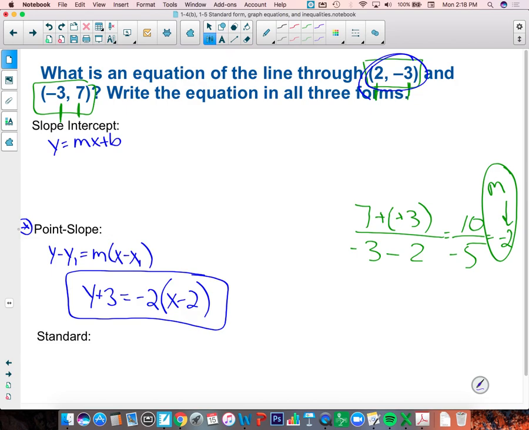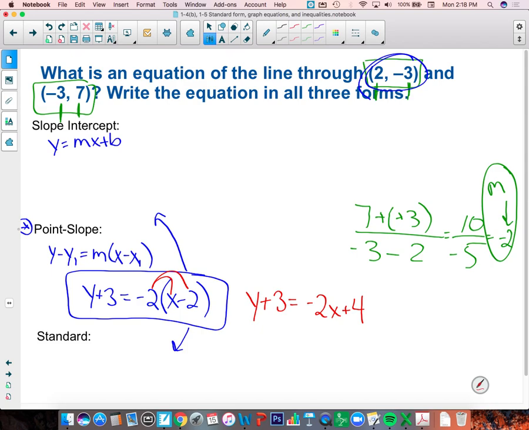All right? So now to get either way, if I want to go from this form to slope intercept or to standard form, the first thing you're going to have to do is distribute. All right, so let's distribute and rewrite it. So it's y plus 3 equals, distribute that -2, so it's -2x plus 4. Okay, right there, -2x plus 4, -2 times -2.